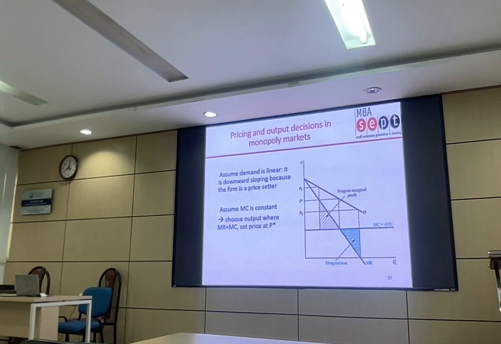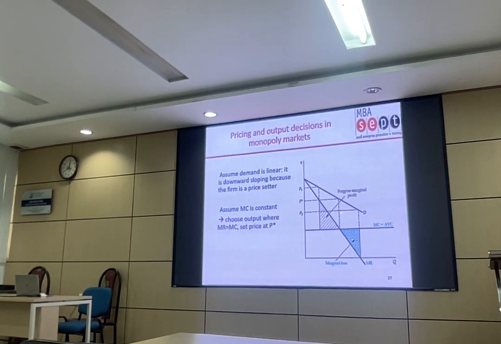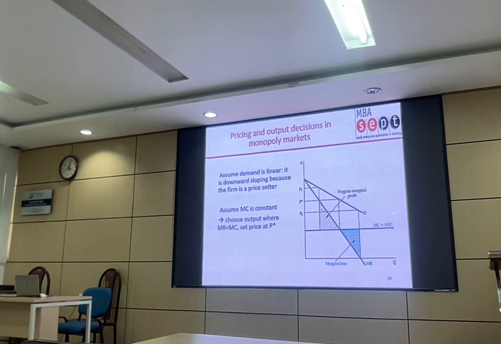P2 is the case when the firms set the price sometimes wanting to expand the production. Yes, they expand the production. They increase their quantity.